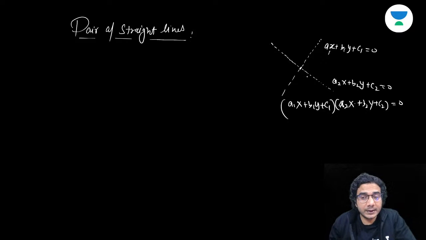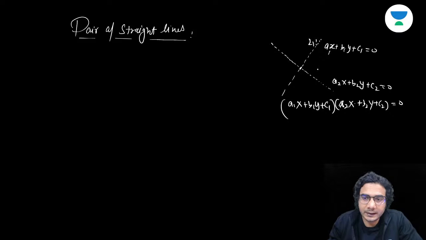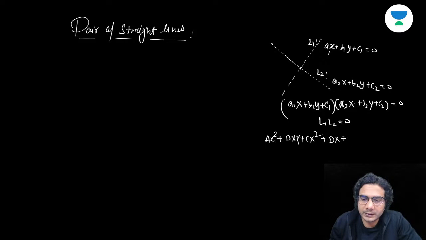You have multiplied these two equations, L1 and L2. If this line is L1 and this line is L2, then L1 into L2 is equal to 0, and it represents the combined equation of both the lines. That means a pair of lines. You can expand it, and after expanding you can see the terms will be like this: some a into x square plus b into xy plus c into y square, I'm writing in general, plus d into x plus e into y plus f is equal to 0.